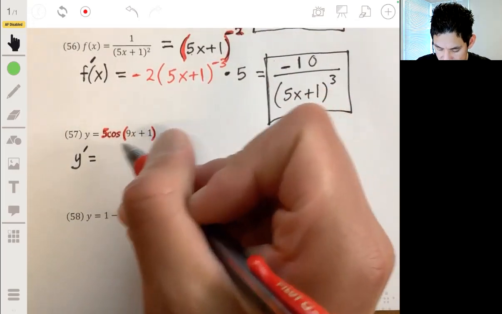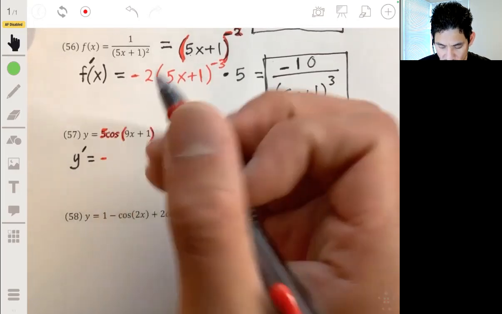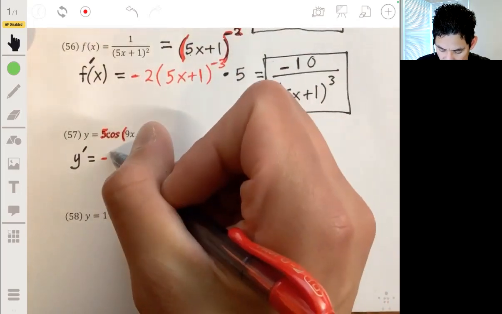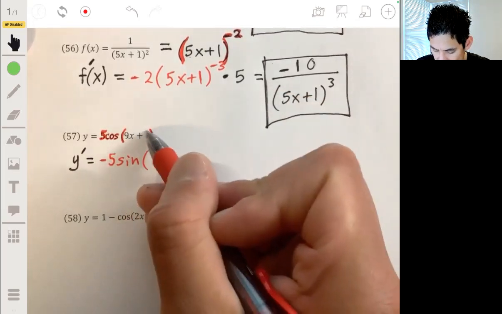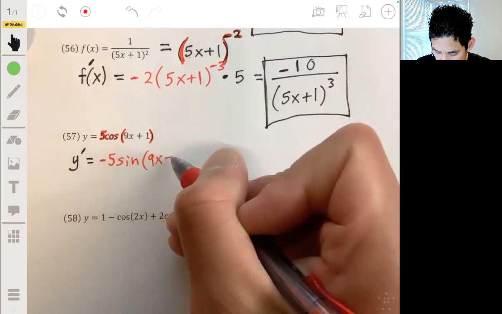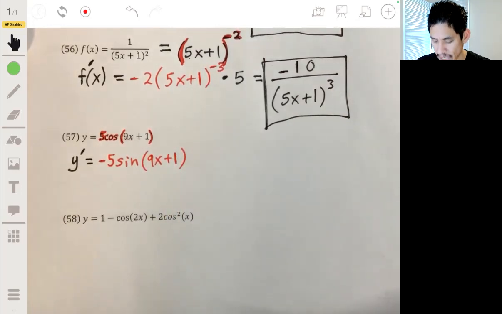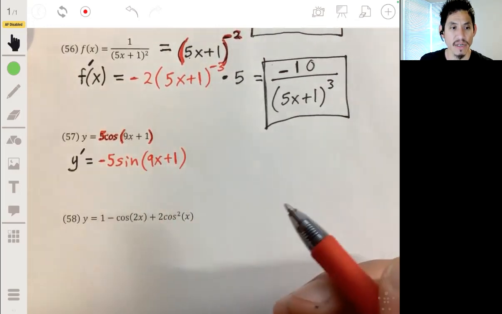We leave the inside the same. And again, the 5 is just a coefficient. We can just always leave it there. So -5 times the sine of, again, leave this the same, 9x plus 1.